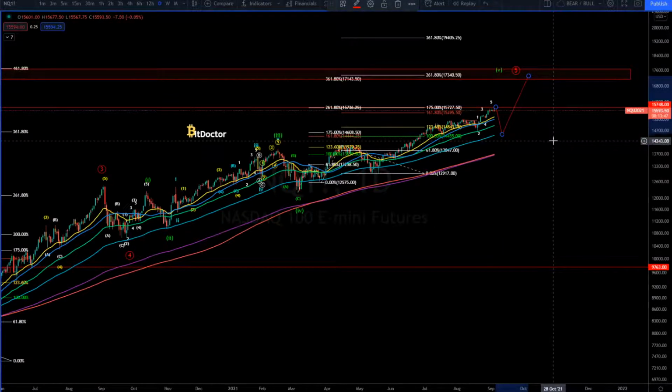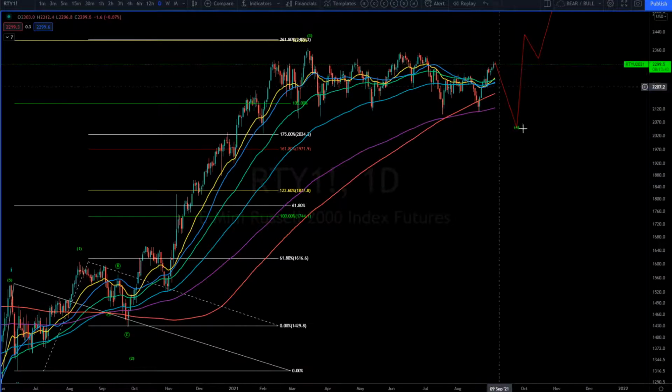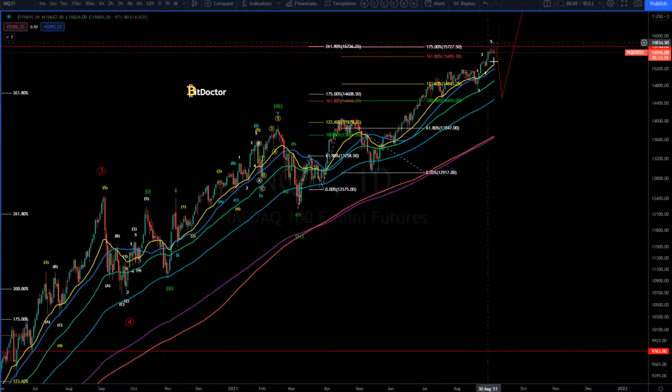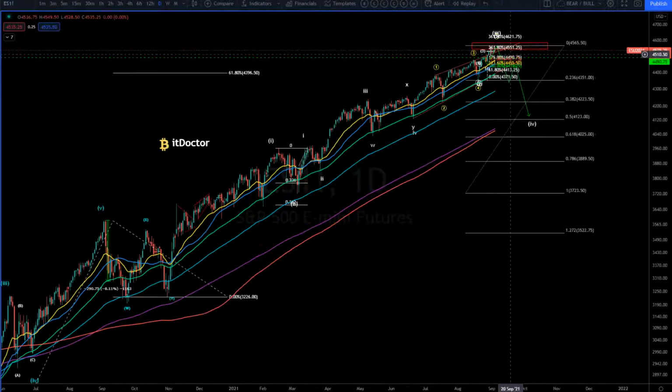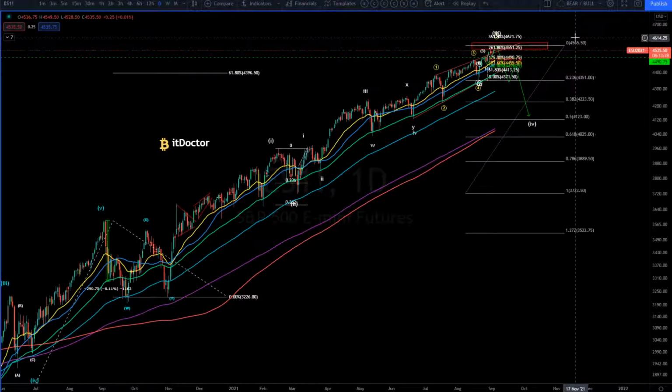So again, very similar to what I was talking about for the Russell, right? Russell, pullback and then move up. Nasdaq, could it be doing the same thing? A pullback and then move up? Very possible. The S&P 500, we are finishing that diagonal. Here's that pullback. Then what do we have coming up next? Then we have a move up. Now, we could keep moving up. I have to acknowledge that we can keep moving up. We don't have to get this flush.